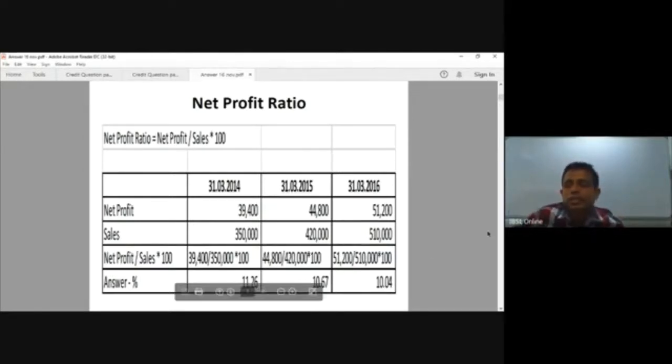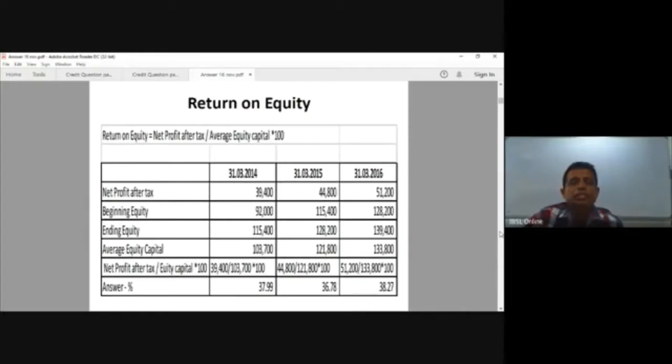Then next ratio, we will finally do the interpretation. Next ratio is the return on equity. Under return on equity, you have to first write the formula, that is net profit after tax divided by average equity capital. Net profit after tax divided by average equity capital.